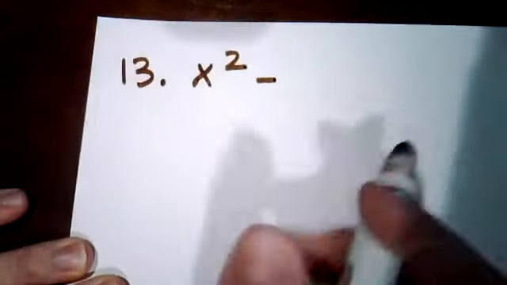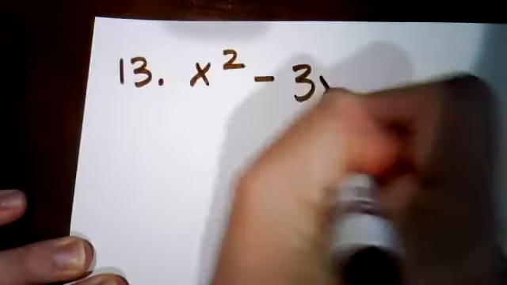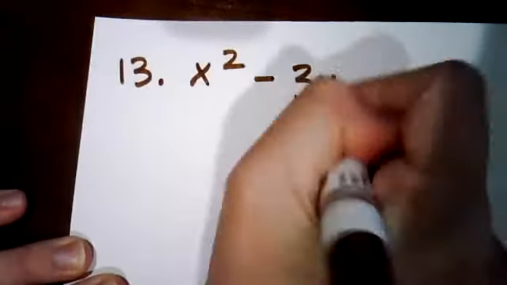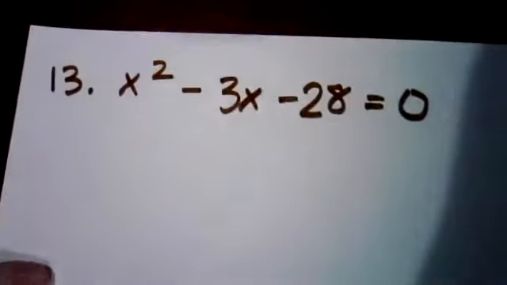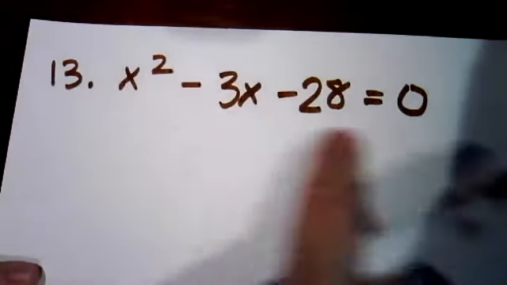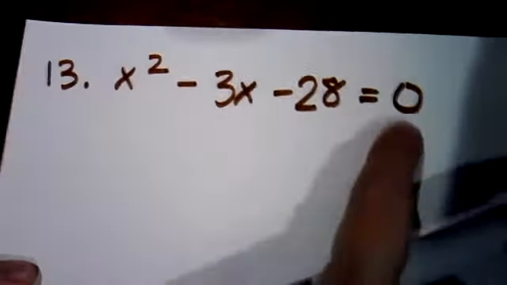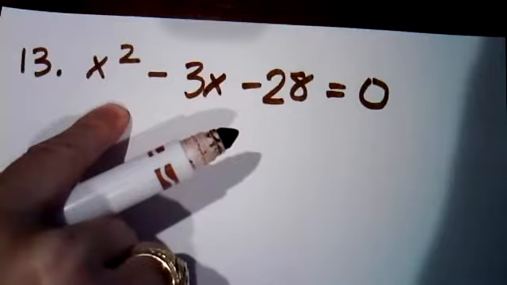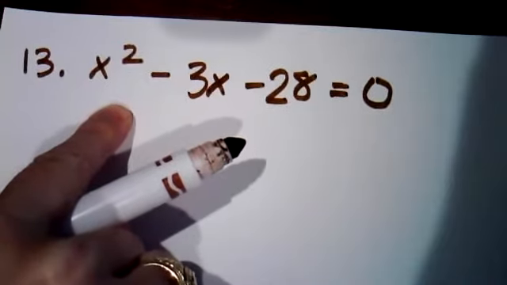Okay, and this is on page 324. We have this quadratic equation right here. And remember, when you're doing these quadratic equations, they always have to be equal to 0. Don't ever figure it out unless this side is 0 already.